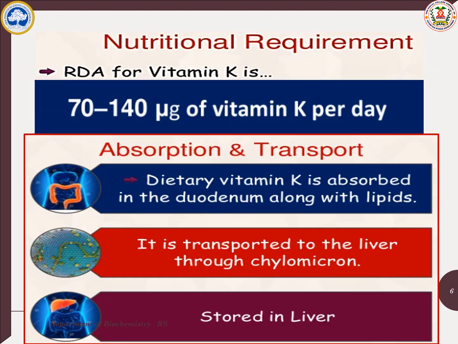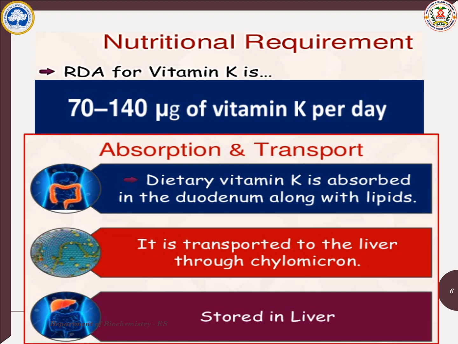Coming to the nutritional requirement of vitamin K, the recommended daily allowance of vitamin K is 70 to 140 μg per day. Because vitamin K can, to some extent, be synthesized by the intestinal bacteria, the requirement of vitamin K per day is just 70 to 140 micrograms.